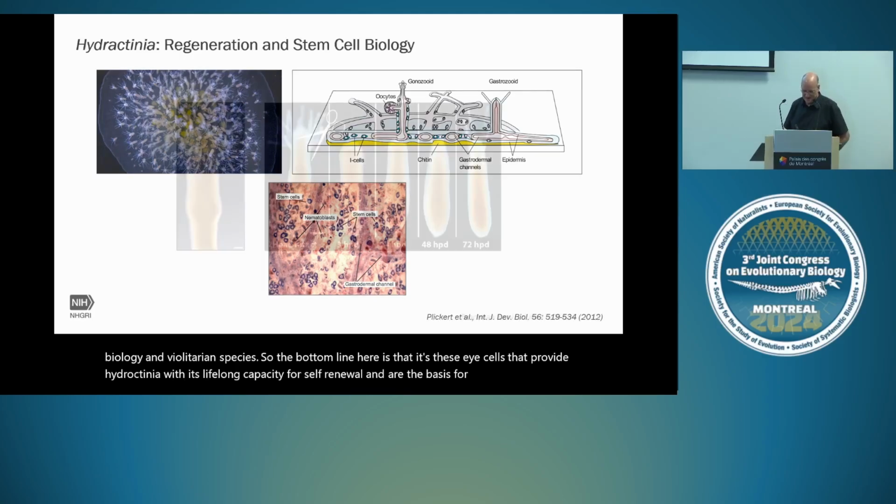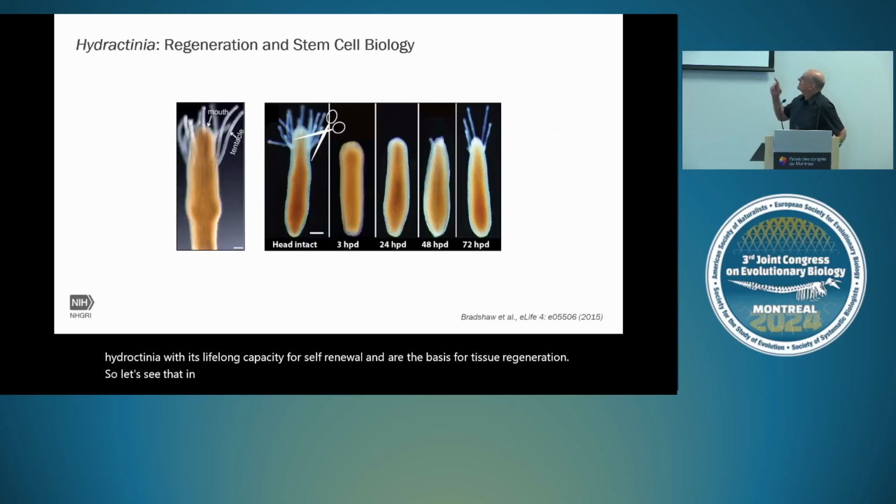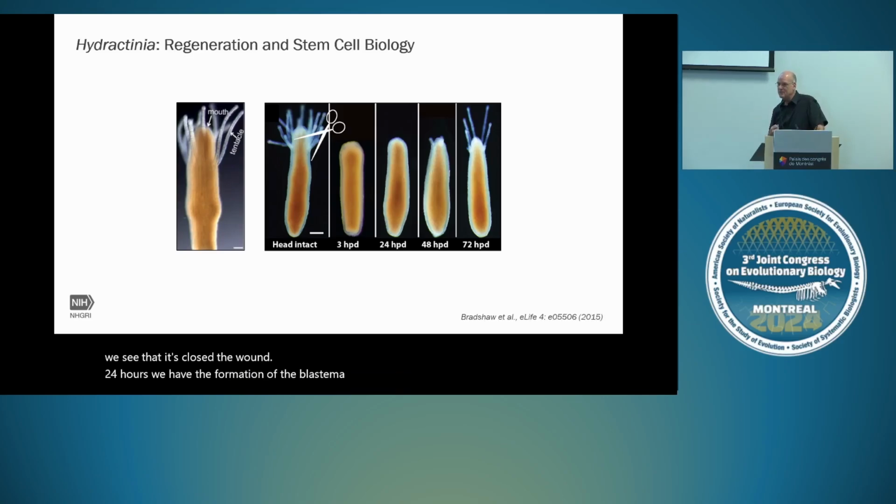So let's see that in action. So we're going to just lop off the head of a polyp. After 3 hours, we see that it's closed the wound. By 24 hours, we have the formation of the blastema. So this is the mass of cells that's capable of proliferation and regeneration. At 48 hours, we start to see regeneration of the head structures, and by 72 hours, the polyp has completely regenerated its head.